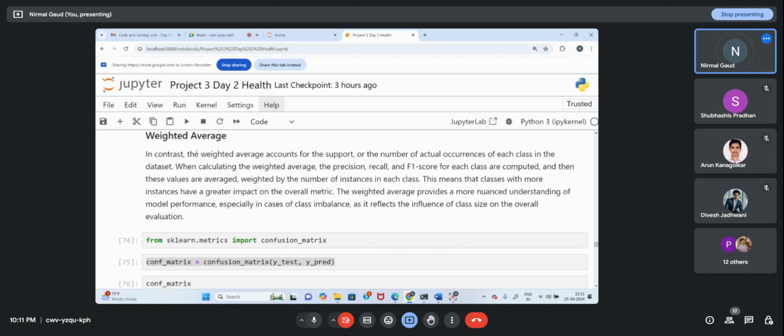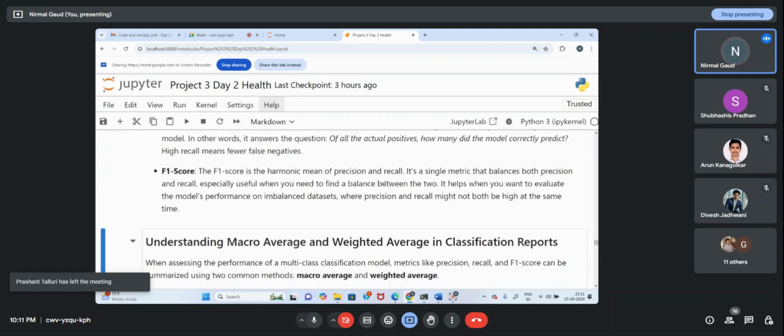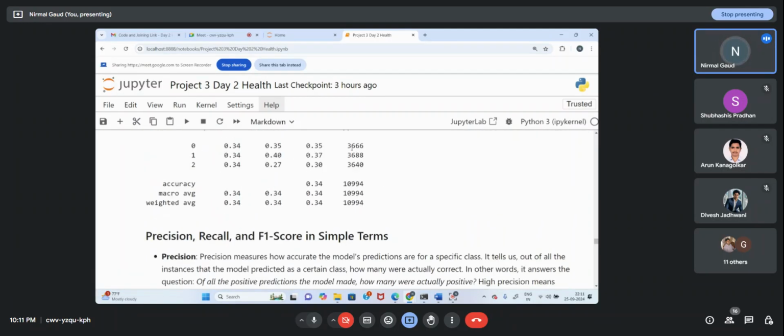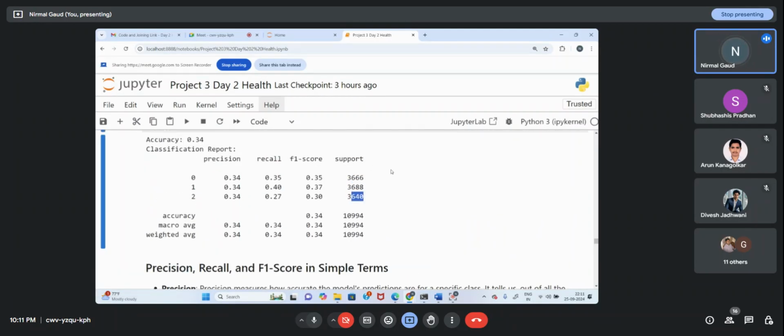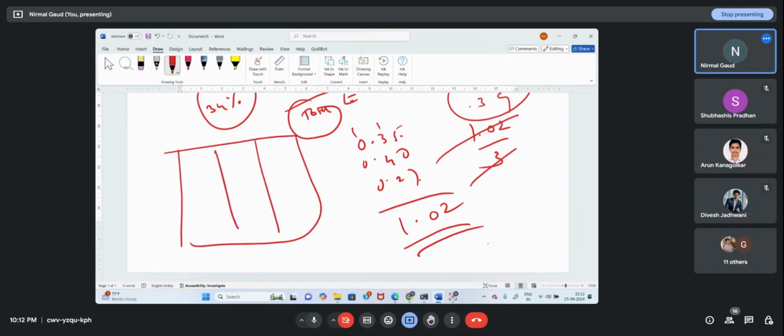I'll tell you. In contrast, the weighted average accounts for the support. Okay, these are support only, na? ये support ही है ना ये सब. These all are support, the diagonal elements. For example, if you make a confusion matrix, then those terms which are coming on the diagonal, they are support.